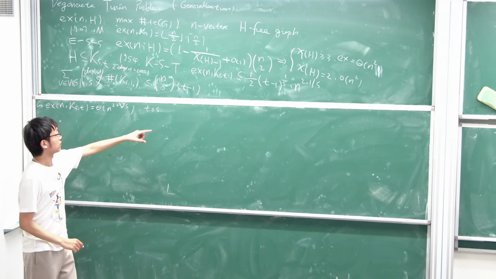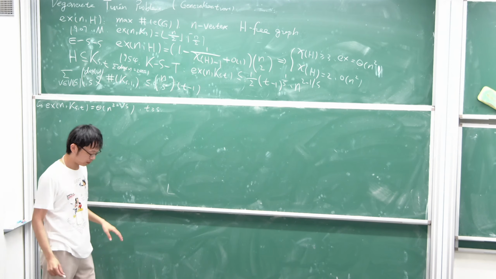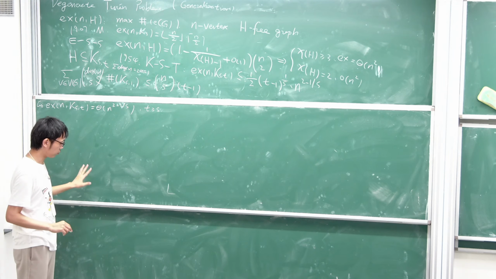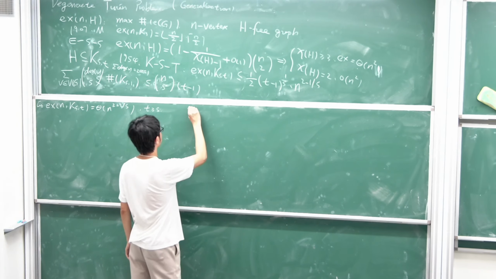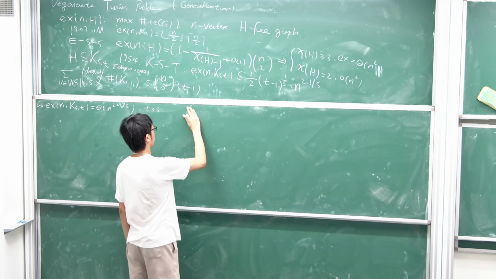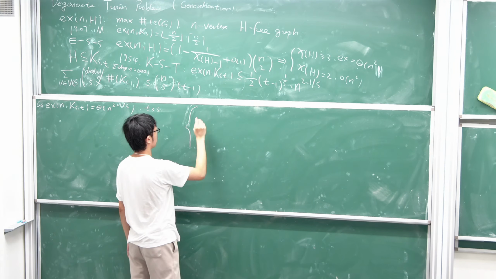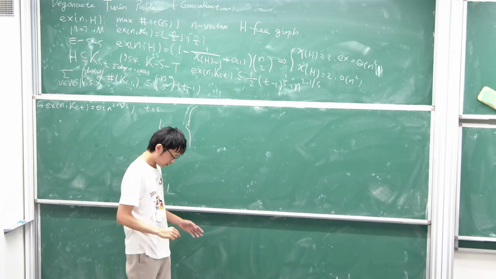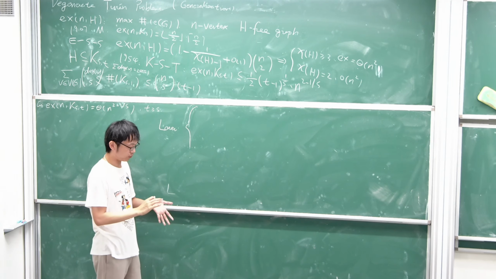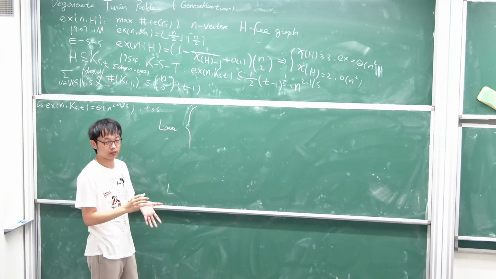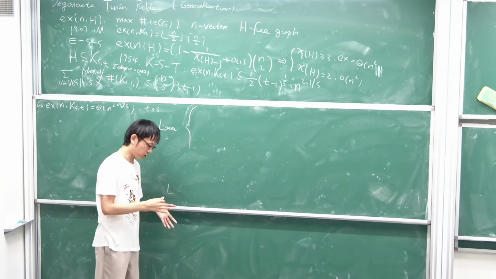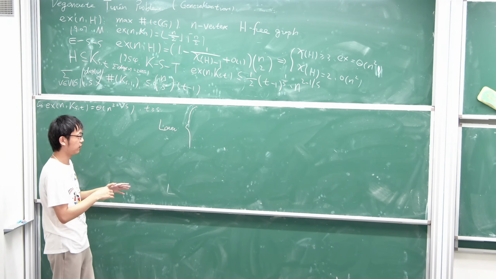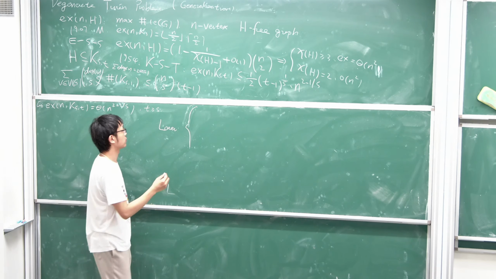So if we want to show that this bound is tight, we need to show the lower bound. In Turán problems, if we want to show the lower bound, the first way is to use the probabilistic method. That means you show the existence of, for example, a K_{s,t}-free graph, and then count the number of edges.